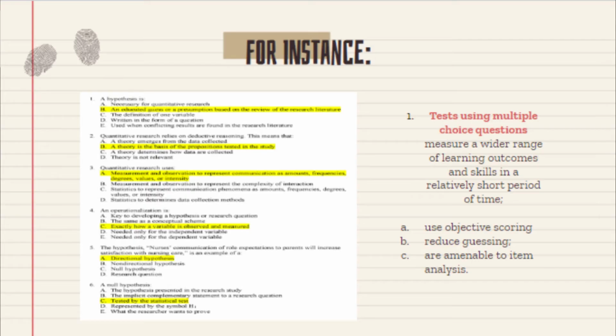For instance, tests using multiple choice questions measure a wider range of learning outcomes and skills in a relatively short period of time, use objective scoring, reduce guessing, and are amenable to item analysis. Measuring actual skills, meanwhile, requires the use of performance-based tests.